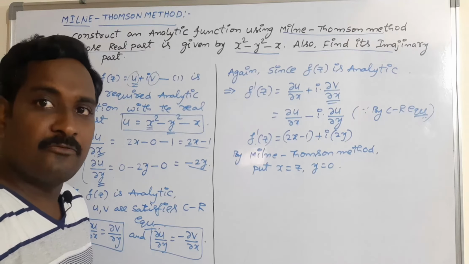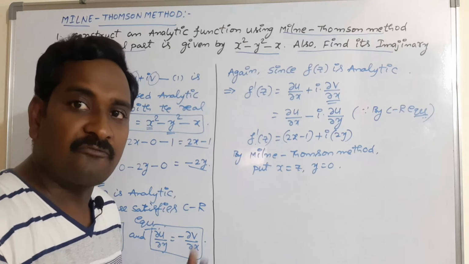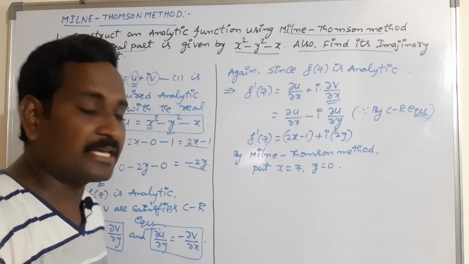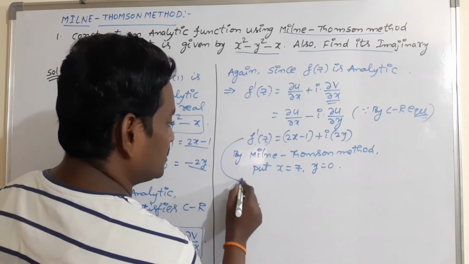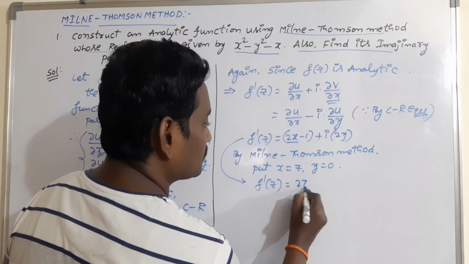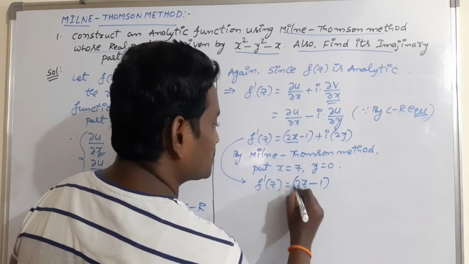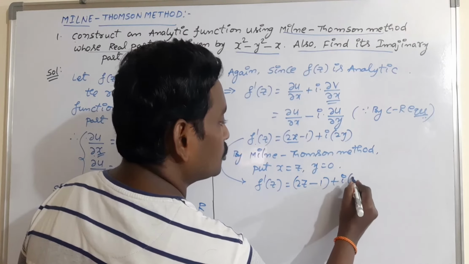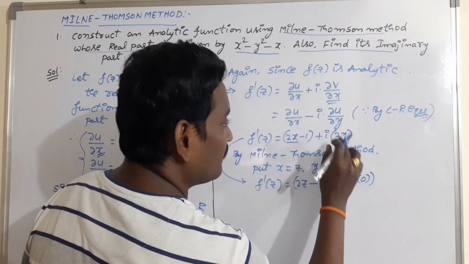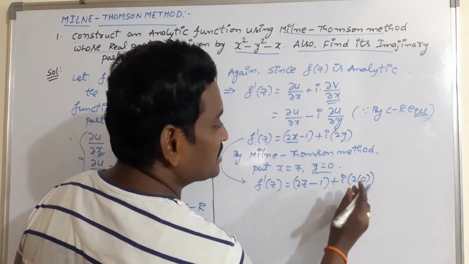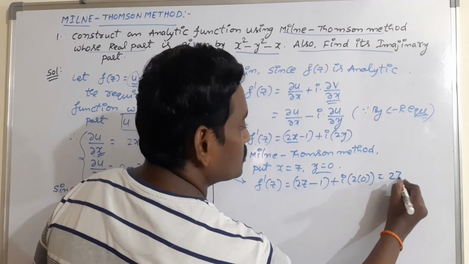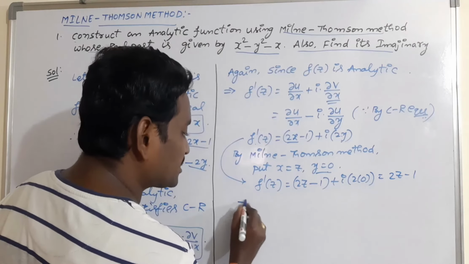This is the procedure of the Milne-Thomson method. So automatically you will get f dash of z in terms of z. After getting f dash of z, you can easily get the value of f of z by taking the integration. So this step becomes f dash of z is equal to 2z minus 1 plus i into 2 times y. What is y here? According to Milne-Thomson method, whenever we have y, blindly replace it by 0. So 0 times anything is 0. So 2z minus 1.